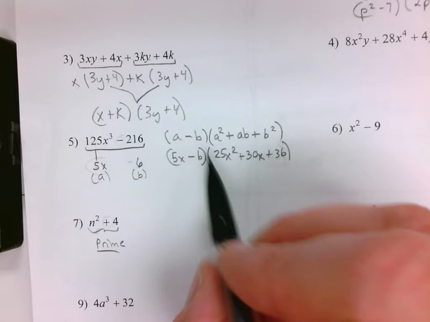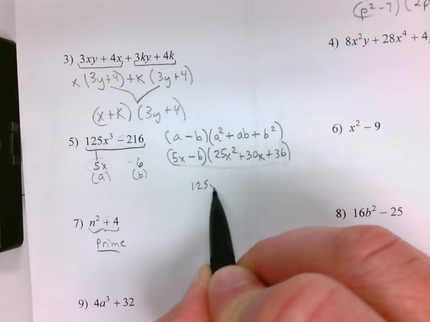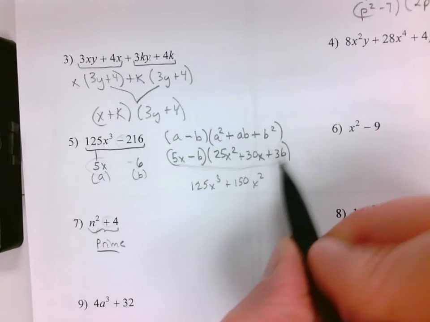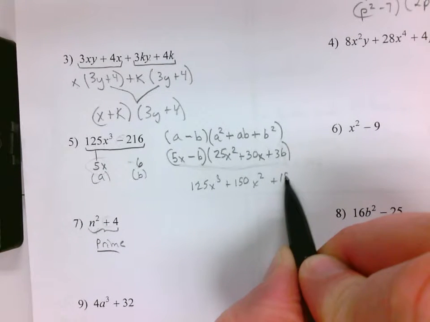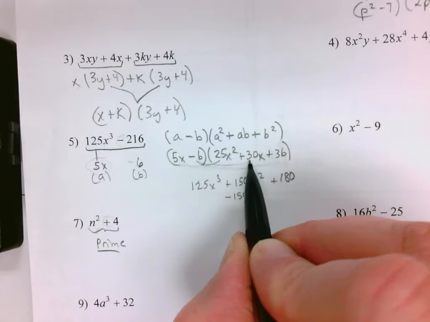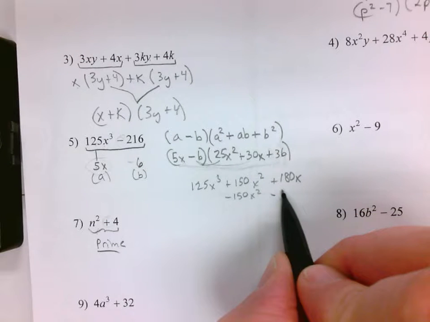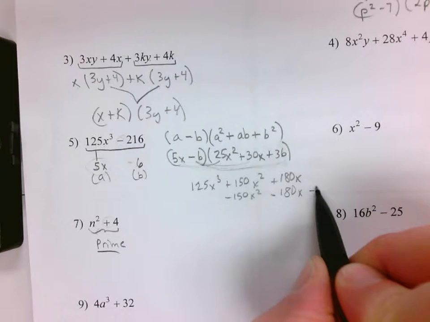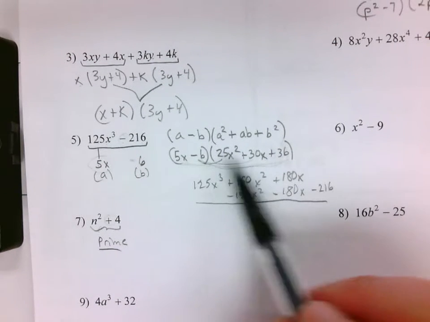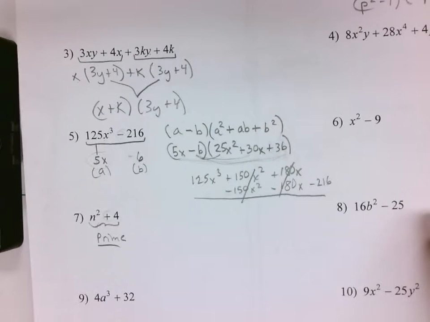If I distribute here, I get 125x to the third plus 150x squared plus 180x. This is minus 150x squared minus 100, oh, I forgot to write the x on that 80, minus 180x minus 216. And so you can always check if you forget: did I get the sign in the middle? Did I switch it? Keep it the same? If you add these up, these are gone and you end up with what you started. So you can always multiply it back out when you're factoring. You know whether it's right or not.